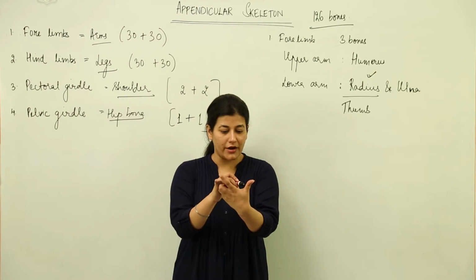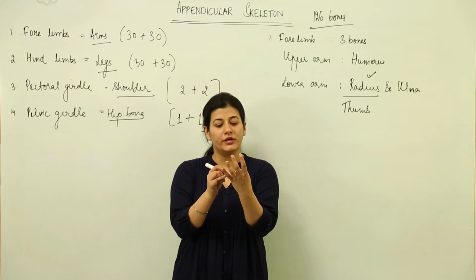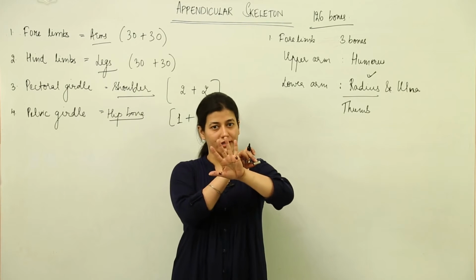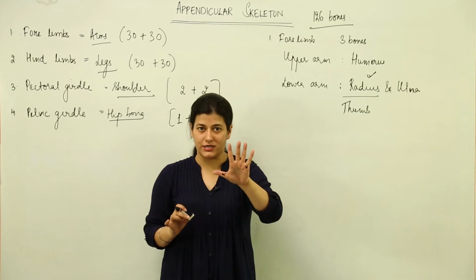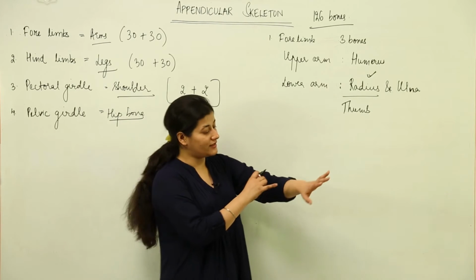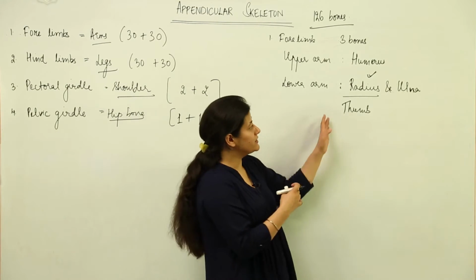You can write R over here for your learning purpose and U over here. That is, towards the small finger is U, and towards the thumb is radius. This way you can remember that this part is radius and this is ulna. These are the 2 bones.